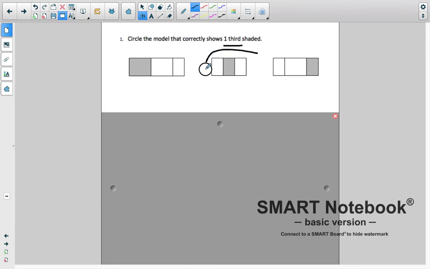The one in the middle. That is the only one that has equal size pieces. In this one, this would not be a fraction because this size right here is bigger than the other two pieces. And if you look at this one, it cannot be 1/3 because this piece is smaller than both of these. In this one in the middle, each piece is the same size.